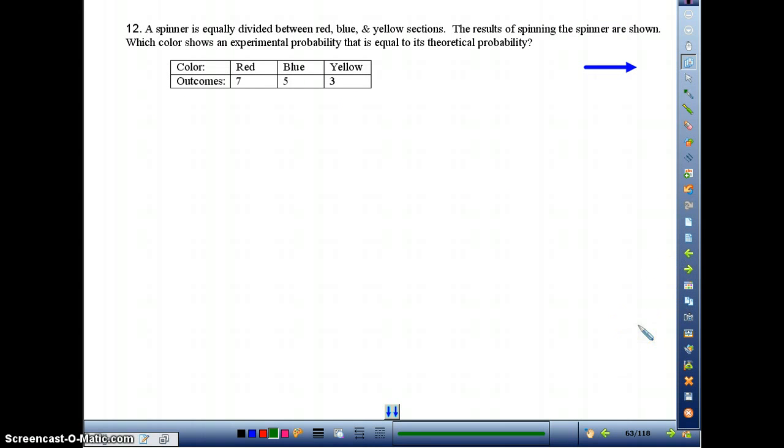All right, a spinner is equally divided between red, blue, and yellow sections. The results of spinning the spinner are shown. Which color shows an experimental probability that is equal to its theoretical probability? Okay, red came up 7 times, blue came up 5 times, yellow came up 3 times. What do you think we need to do first? Yeah, let's add them up and see how many times the spinner was spun.